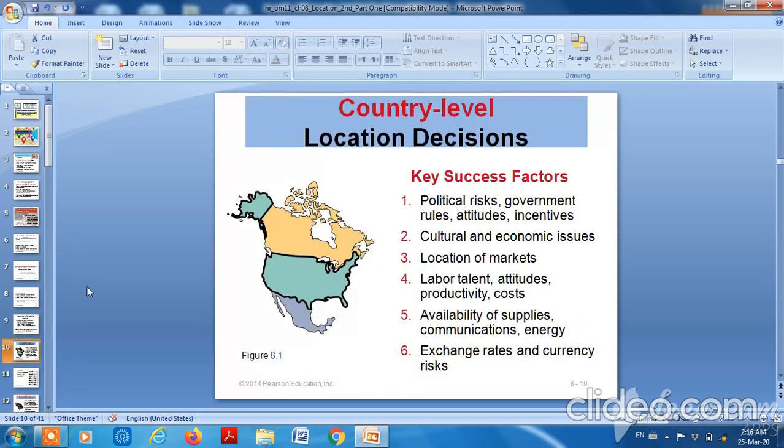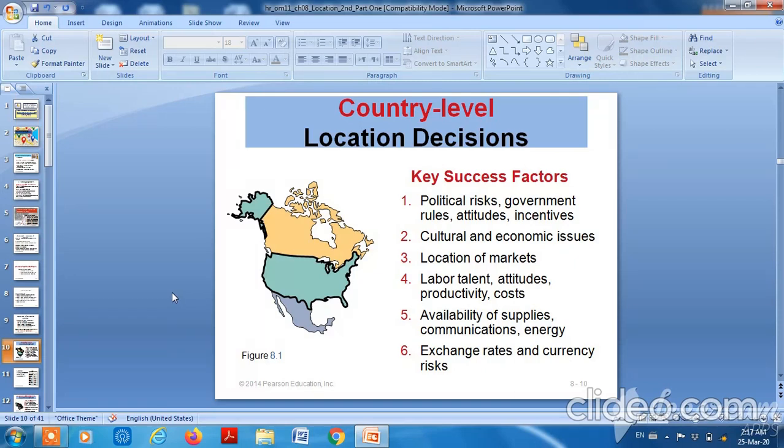At the country level, when you take location decisions on the country level, suppose that you are thinking about opening a new business and you have to choose between many countries, for example Canada, the United States, and Mexico. The key success factors you should consider are: 1. Political risks, government rules, government attitudes, and government incentives. 2. Cultural and economic issues. 3. Location of the markets. 4. Labor talent, attitudes, productivity, and costs. 5. Availability of supplies, communications, and energy. 6. Exchange rates and currency risks.